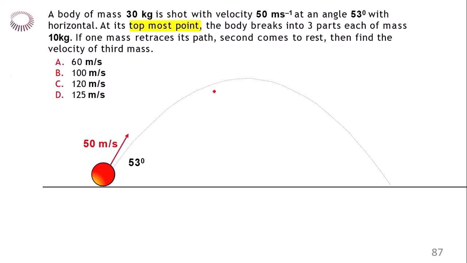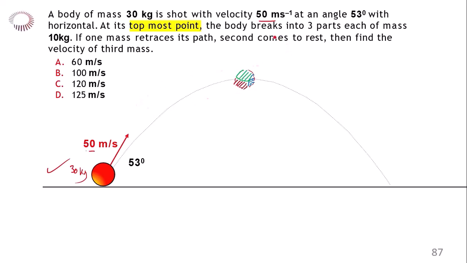Now moving on to the next. Let us say there is a body of mass 30 kg, thrown from this point at an angle of 53 degrees with a velocity of 50 meter per second. Once the particle reaches the topmost point, it breaks into three parts, each of mass 10 kg. So initially the mass is 30 kg, and once it breaks into three parts, all three parts are equal. Let us say this is part number 1, part number 2, and part number 3.